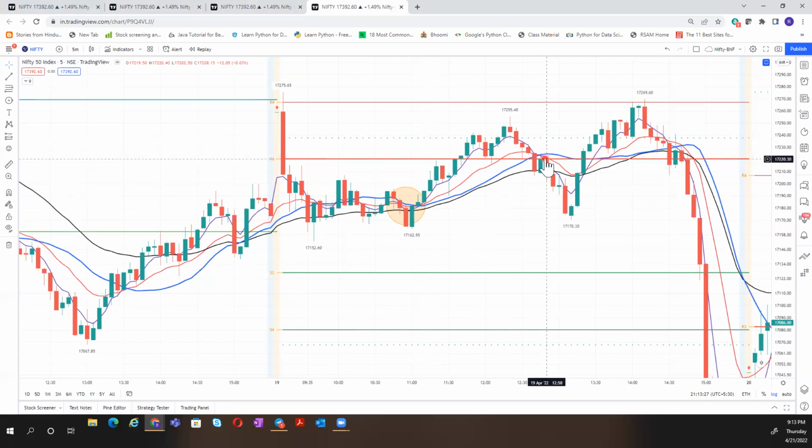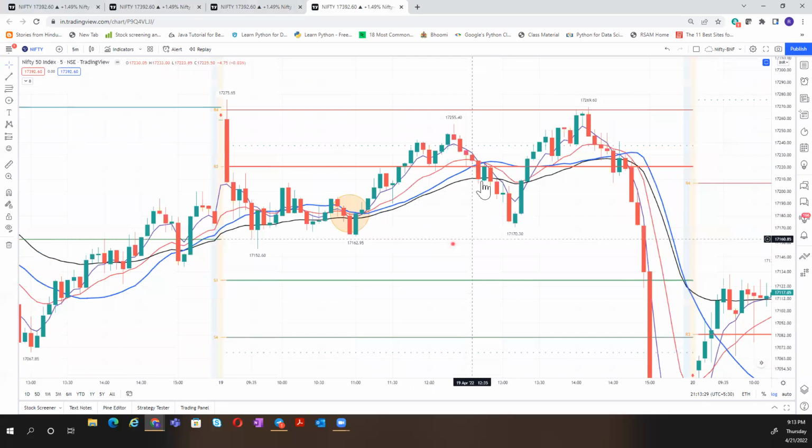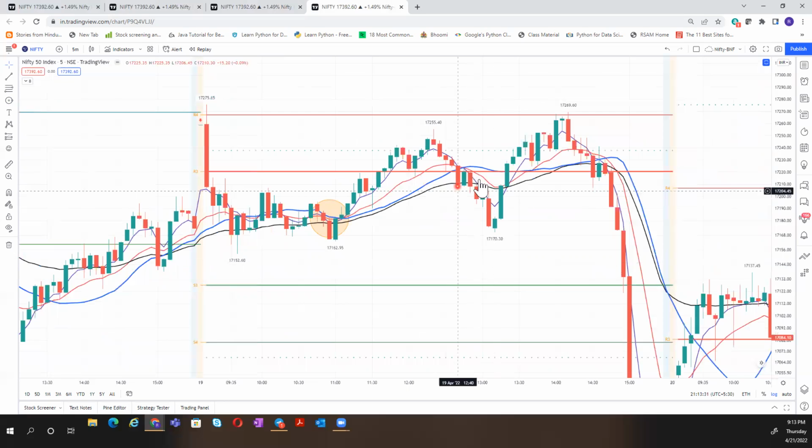And once it falls below R3, you will see if there is any crossover. Yes, the purple and red crossed over below R3. What is R3? It's a selling area. With this, you have it. You can capture these three candle scalping money.